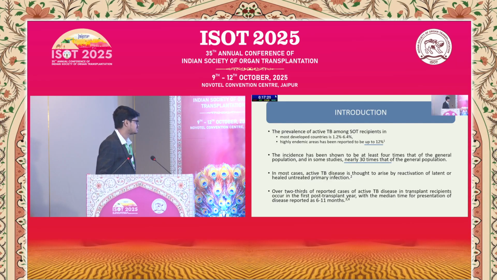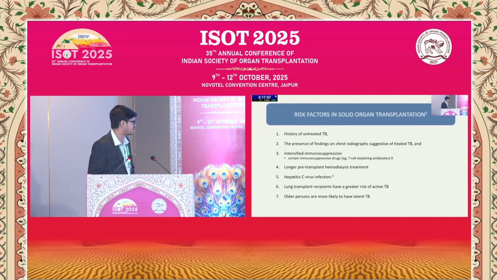In most cases, active TB is thought to arise from the reactivation of latent tuberculosis or previously untreated primary infection. Most of the cases present within the first year of transplantation, and the median time of presentation is around 6 to 11 months.